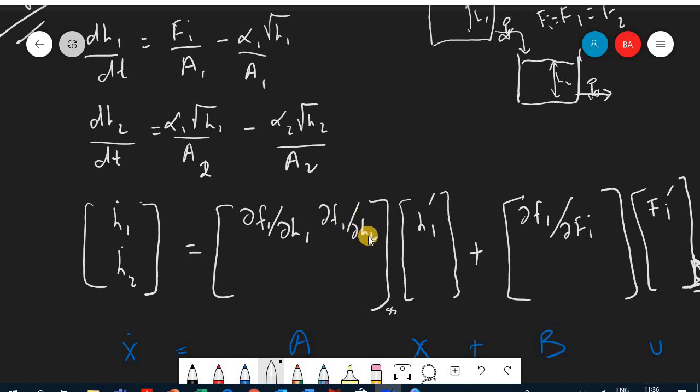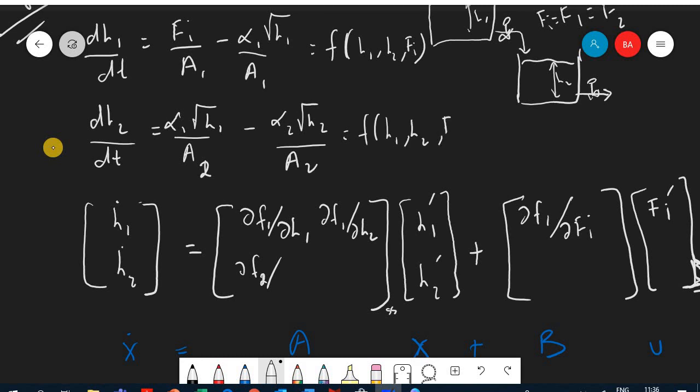However, we added df1 by dh2 into h2 prime. That is equal to 0. But we need to add it because we are building the whole space, the whole possibilities of all partial differential equations. For h2 prime, we are going to do exactly the same. So it's going to be df2. If you remember, we said that this is a function of h1 and fi. So we are saying now this is a function of h1, h2, and fi. Okay, so we are taking the possibilities of all state variables and all inputs.